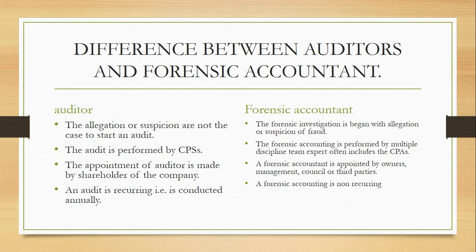The appointment of the auditor is made by the shareholders of the company. The shareholders are the ones who appoint an auditor for the company. In forensic accounting, the forensic accountant is appointed by the owners, management, council, or third parties. Auditing is recurring, meaning that auditing is conducted annually, but forensic accounting is not conducted annually. Forensic accounting is non-recurring.